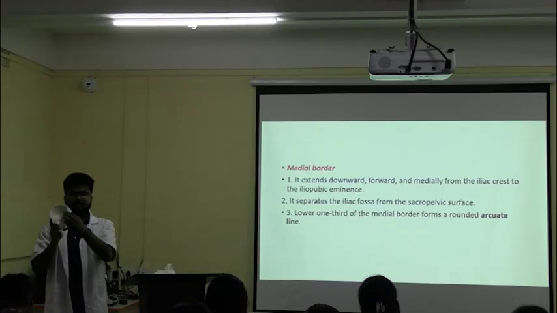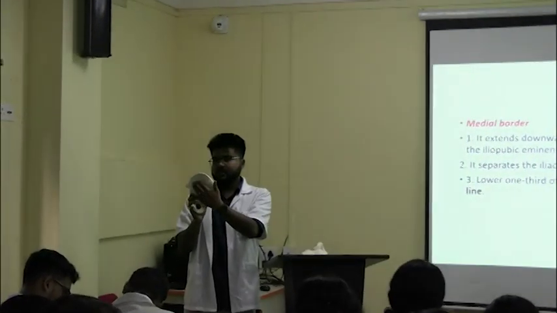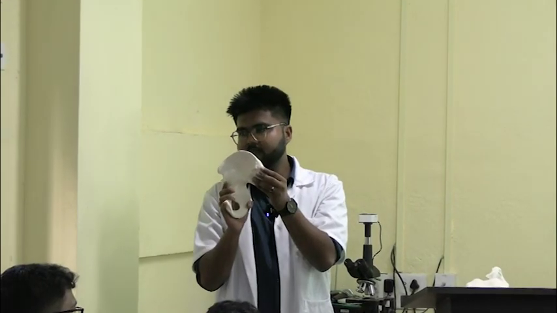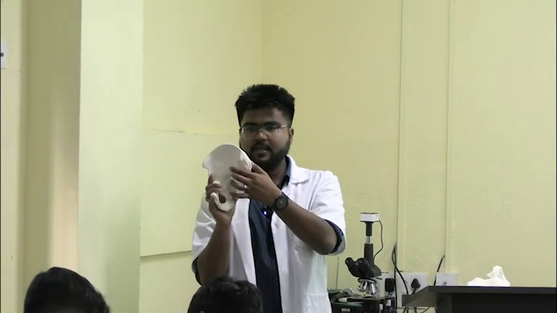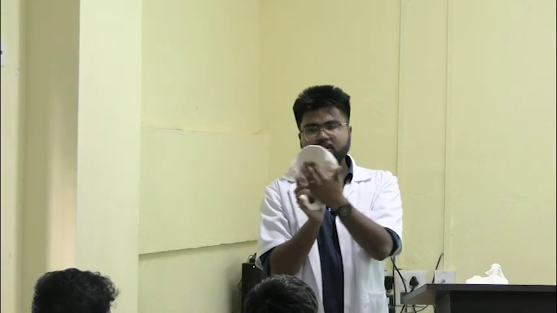So this is the medial border. This medial border divides this part into two parts. This is called the iliac fossa, and this is called the sacropelvic surface. So in between the two surfaces, the medial border is present.